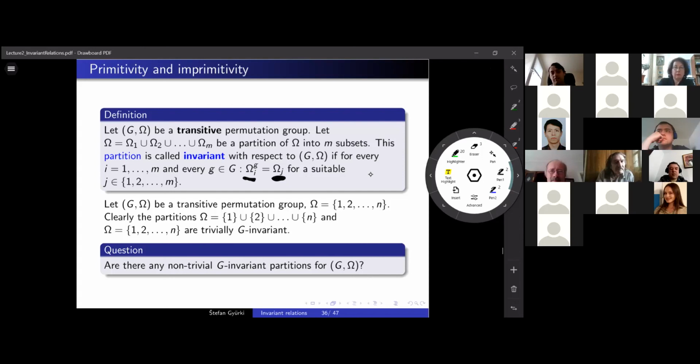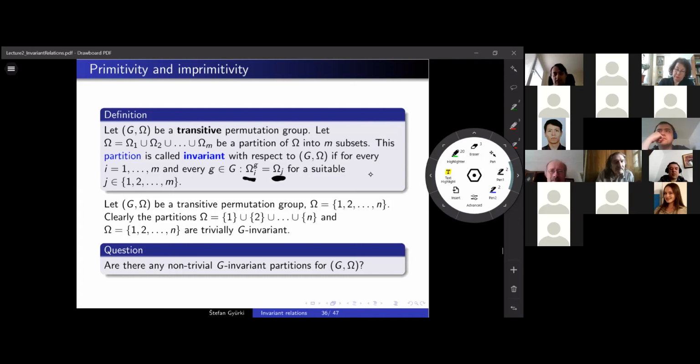So now I am allowed to permute or to map one subset to another subset. Okay, clearly each transitive group has two trivial G invariant partitions. First is the partition into singletons, so the subsets of size 1. And of course, if I am taking omega as one big subset, then clearly it is preserved by each element.